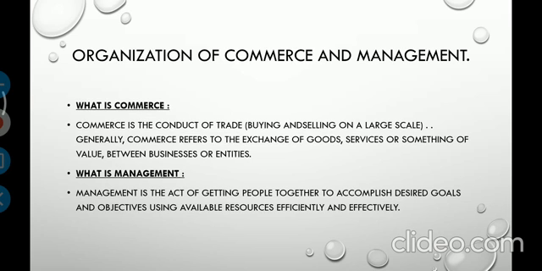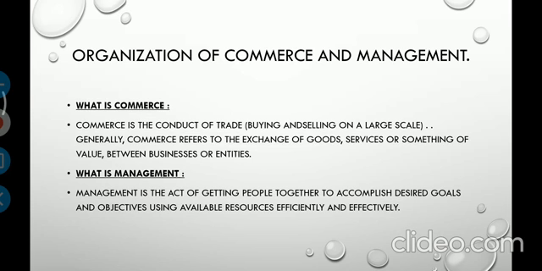There are two parties involved. One is the buyer and the other one is the seller. If there are two parties involved, and if there is an exchange of goods for consideration, goods for goods, then it is called commerce. Now, what do you mean by consideration? Consideration means something in return. If I am giving you rice, you will give me money. There is an exchange. I am giving you something, you are giving me something. That is buying and that is selling, and that is commerce in a broader sense. So generally, commerce refers to the exchange of goods, services, or something of value between businesses or entities.